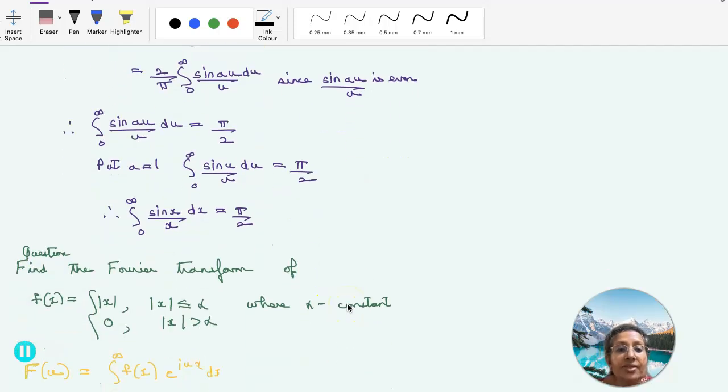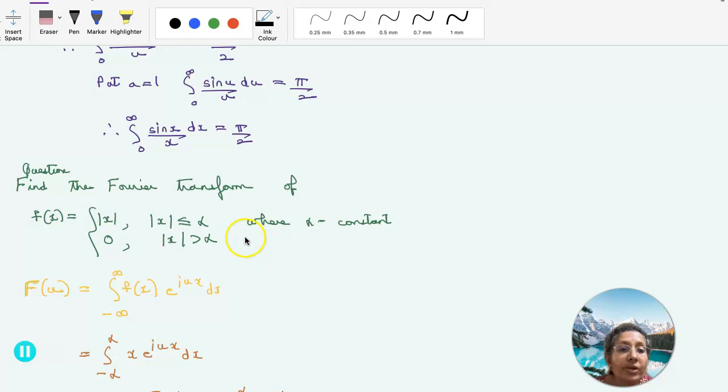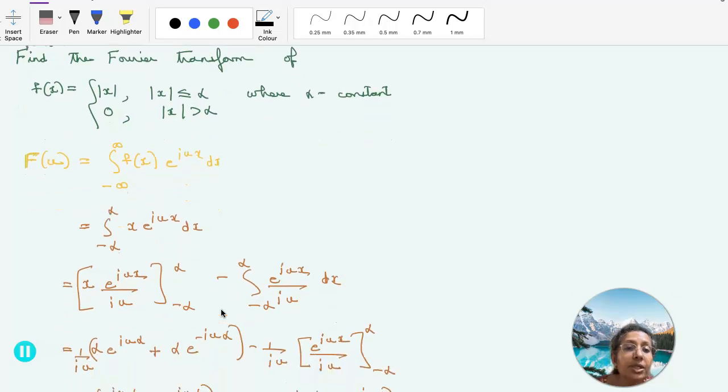Coming to the next question, find the Fourier transform of f(x) equal to mod x when mod x less than or equal to alpha, equal to 0 when mod x greater than alpha, alpha is a constant. So we have seen that the Fourier transform is integral minus infinity to infinity f(x) e raised to iux dx. That will be integral minus alpha to alpha, it will be x e raised to iux dx.